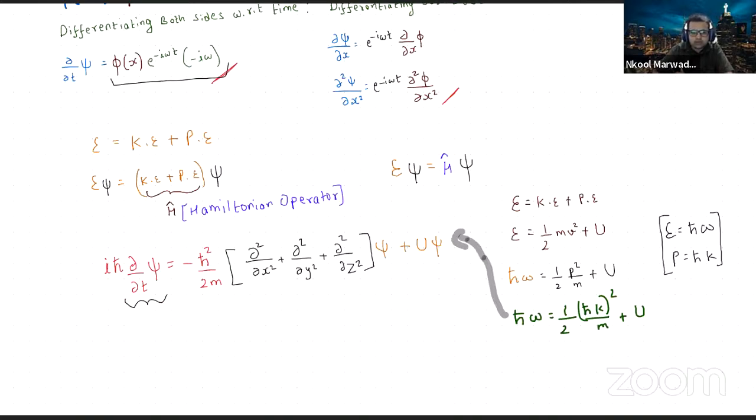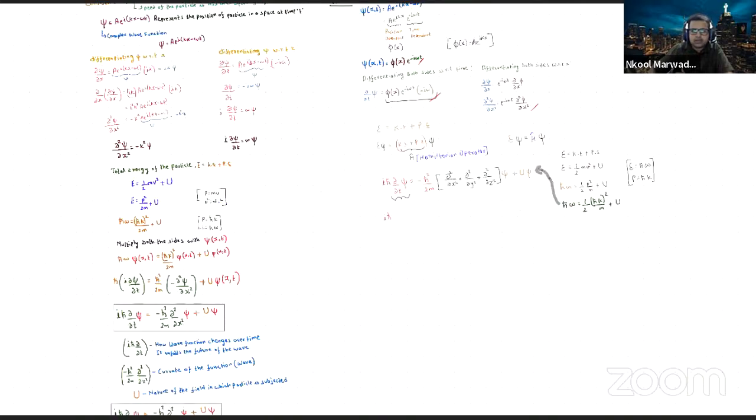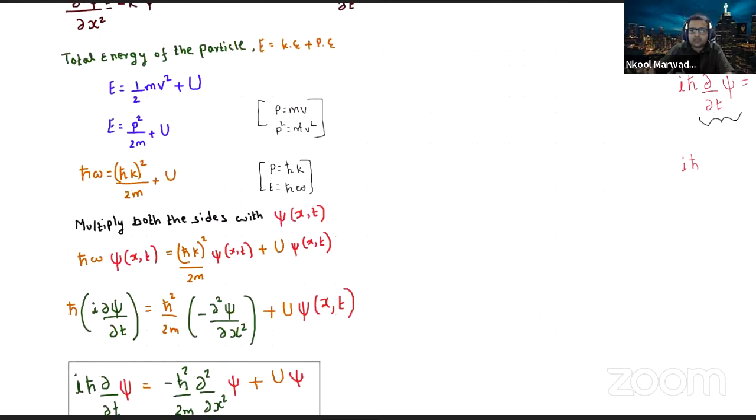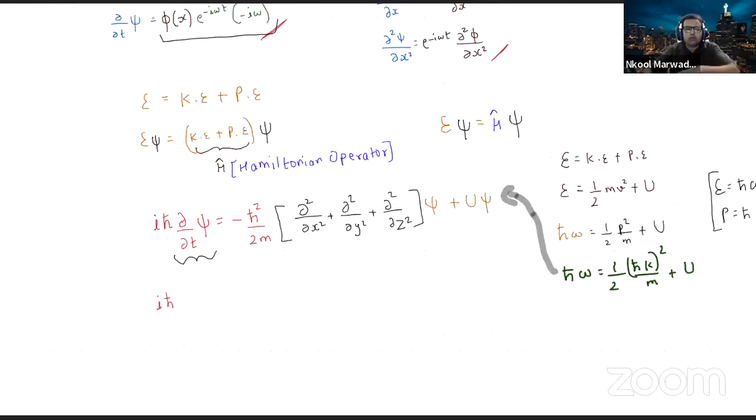It will become i h bar. And just a minute. Since we have previous work, let me make it clear. The transformation I was telling, from this equation to this, how to go from here to here? Let us revise. We can revise.